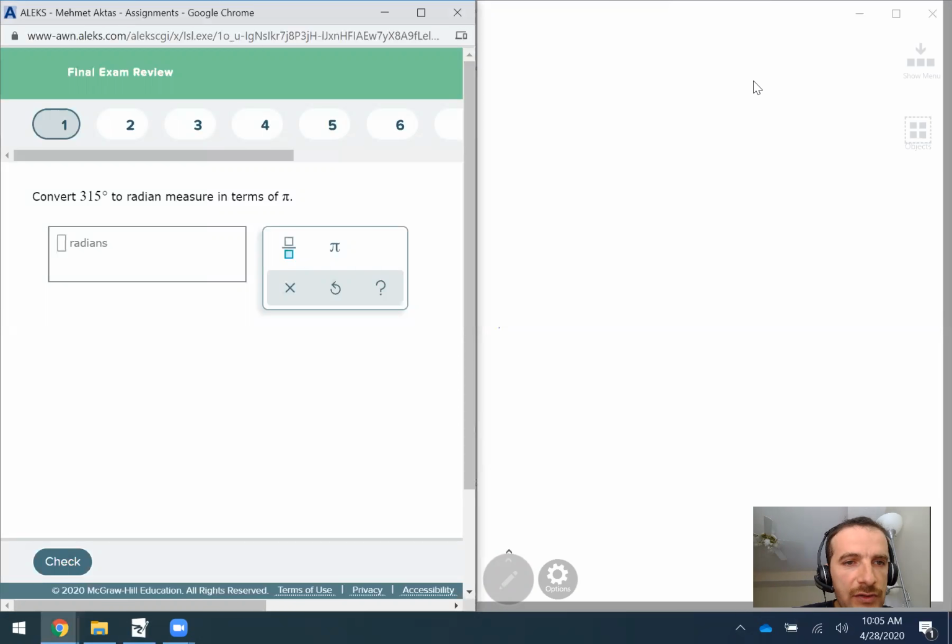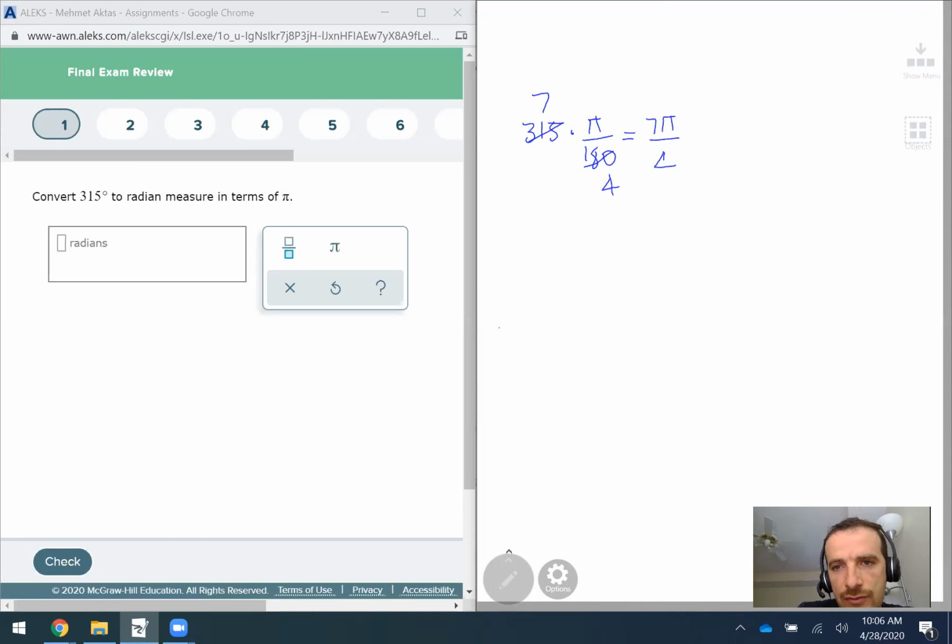Convert 315 degrees to radian measure in terms of pi. Do you know the formula, right? 315 times pi over 180. And we can simplify this, right? We can divide both this number and that number by 45. If I divide by 45, I will get 4, and from that side, I will get 7. So it is 7 pi over 4. Okay?